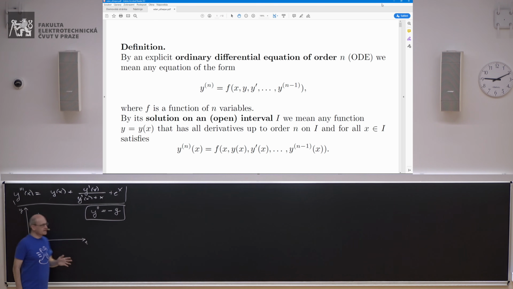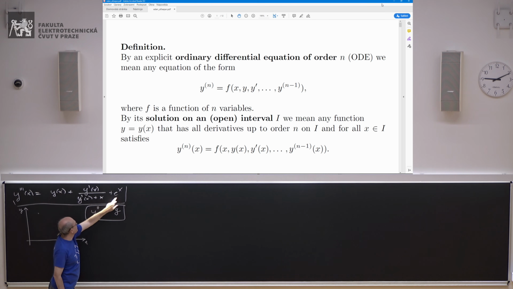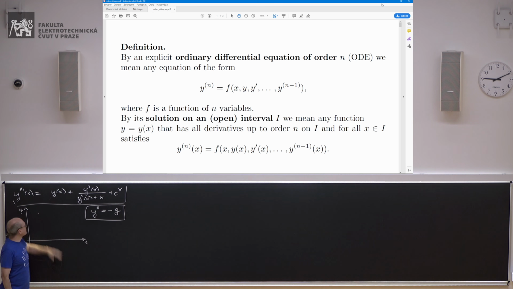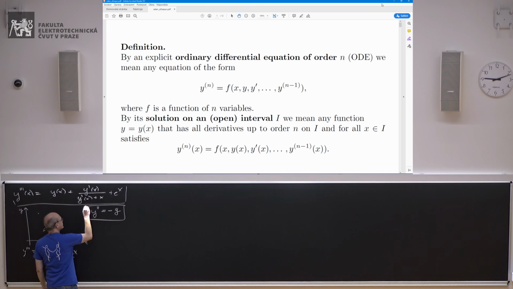This is typical. People are lazy, which is actually not such a bad habit, and what they do, they drop the variable from the function. They just leave it where it is really needed. So when mathematicians, but applied people as well, write an equation like that, they would write it in the following way: y''' = y + y'/(y' + x) + e^x. That would be the typical form of such an equation. And we can see it here in our very simple differential equation.